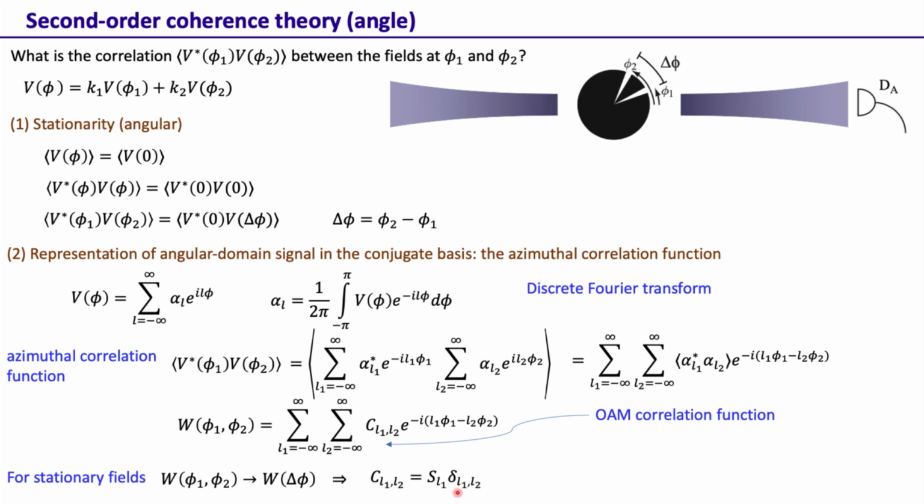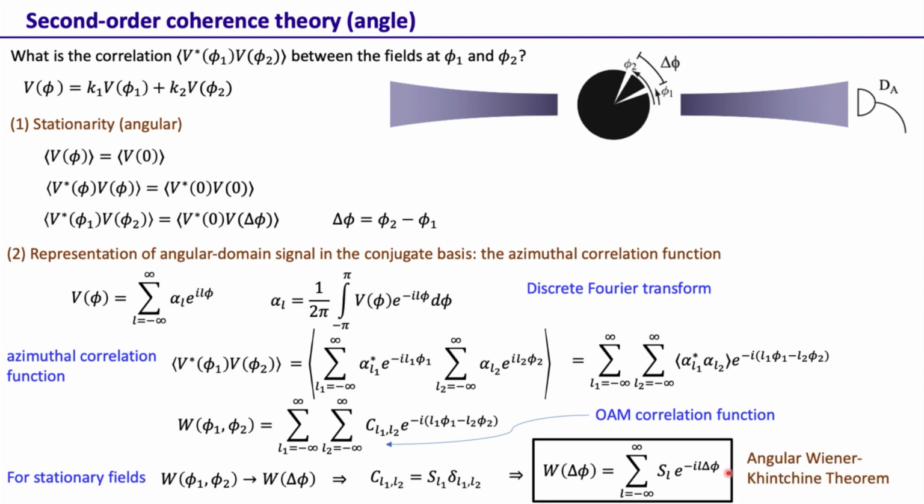Okay, and now if this is the case, then we can write this as W delta phi, S L e to the minus i L delta phi. Okay, so this is like the angular Wiener-Khinchin theorem. We can say this is the generalized angular Wiener-Khinchin theorem, two-dimensional, and this one, for stationary fields, is the angular Wiener-Khinchin theorem, a one-dimensional theorem.